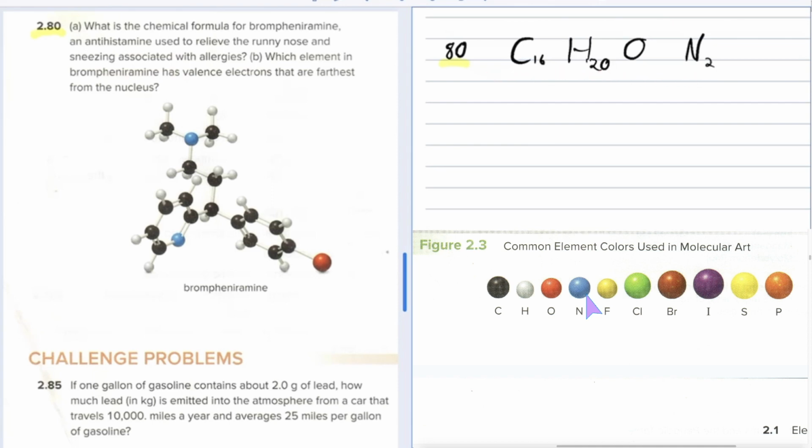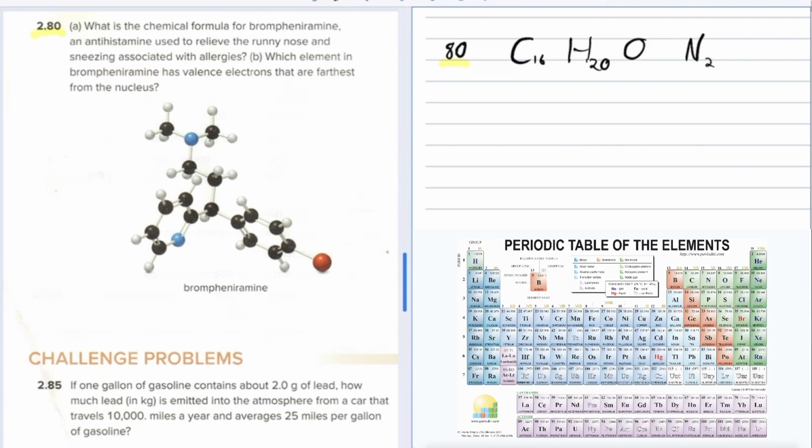Now, which of those elements has valence electrons that are farthest from the nucleus? Well, looking again at the periodic table, here's the periodic table. Remember, this is the small corner. So carbon, nitrogen, oxygen. Oxygen is smaller. Nitrogen's bigger, and then carbon's the biggest.